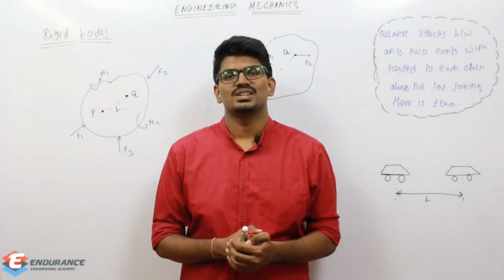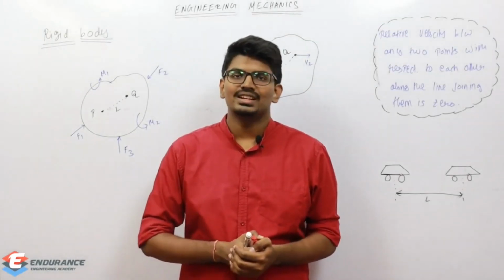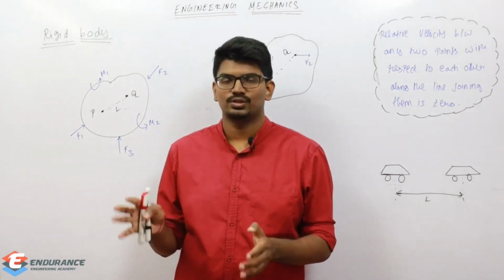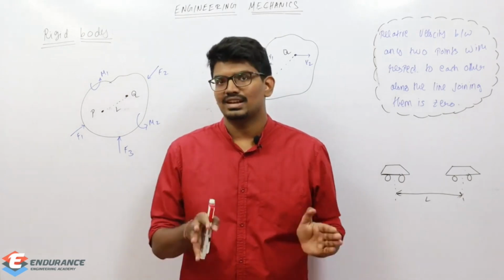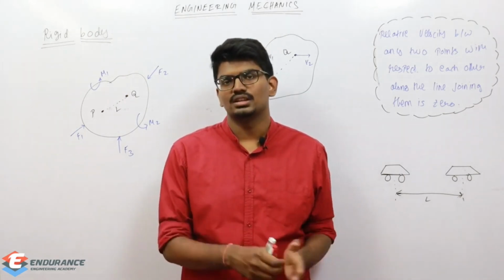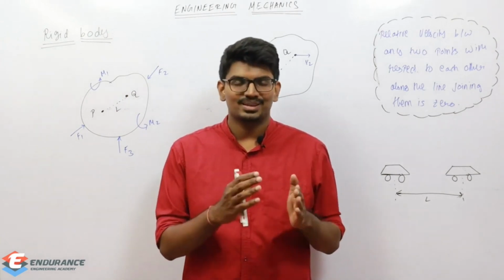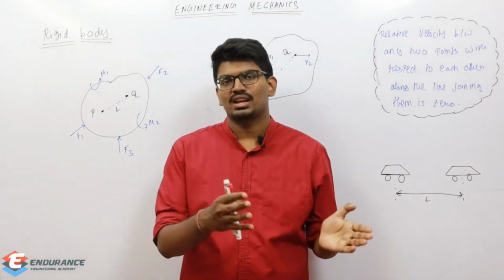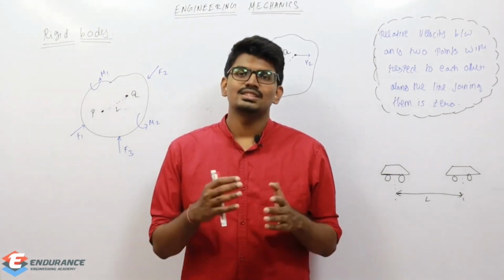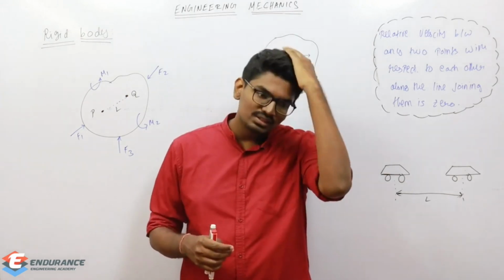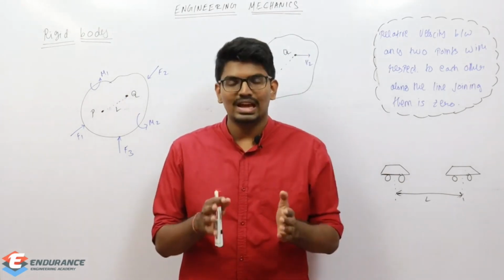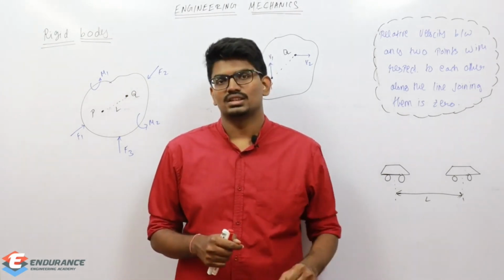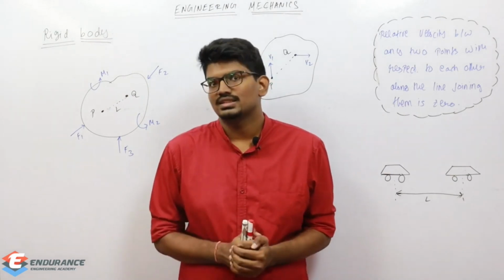So now let us understand what is meant by a rigid body. There are two different types of definition for a rigid body. In general, if I ask any student what is meant by a rigid body, their response will be a body which cannot be deformed. The definition is partially correct, but it is not completely correct. So we have two different types of definition: one is a static definition, another one is a dynamic definition. First let us see the static definition.